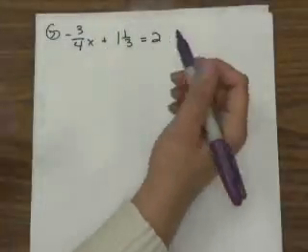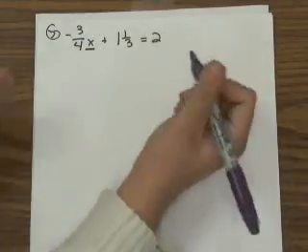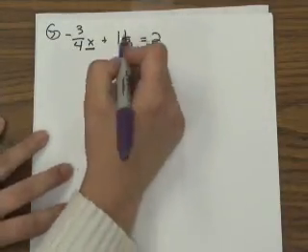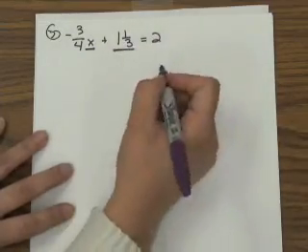Okay, this problem, the objective is still the same. The objective is to solve for x, get x by itself. But there's one problem. There's some fractions involved. So the first thing we want to do is change this mixed number to an improper fraction. It's easier to deal with that way.